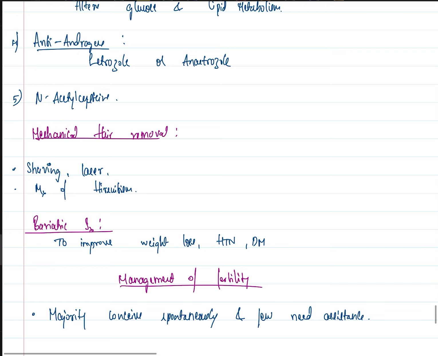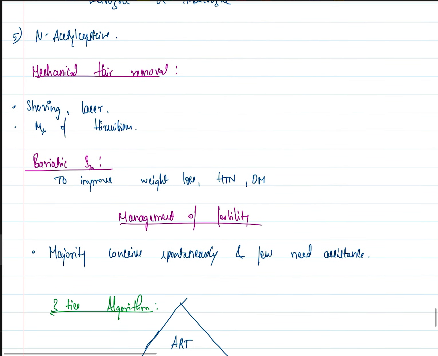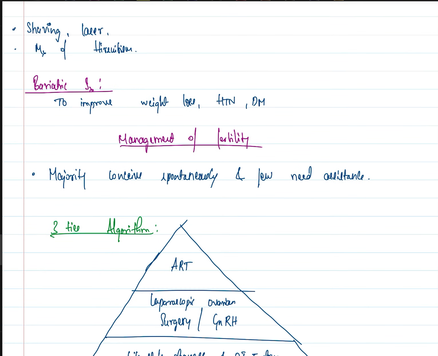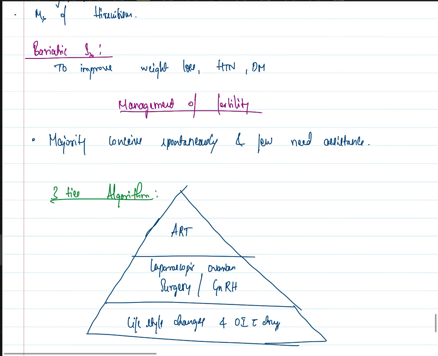Okay. Other methods are mechanical hair removal, either by shaving or laser, for the management of hirsutism, and bariatric surgery, which improves weight loss, hypertension and diabetes, but there are certain risks associated with it. How do we manage fertility? Majority conceive spontaneously and only a few will need assistance.